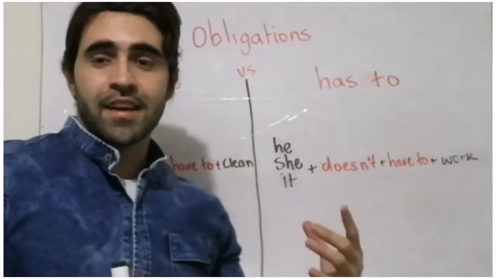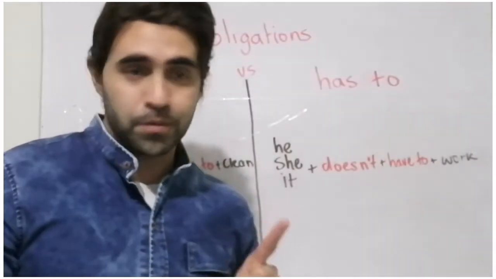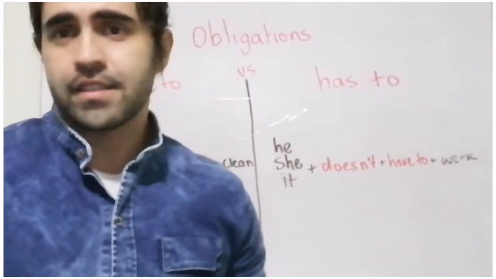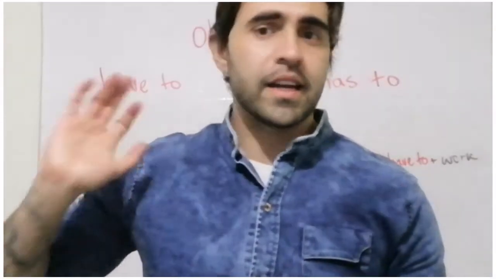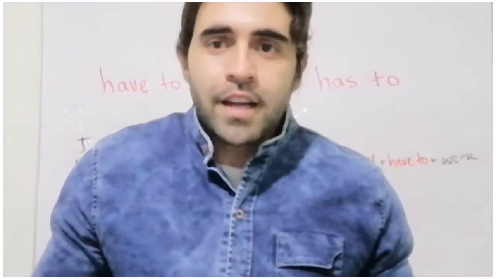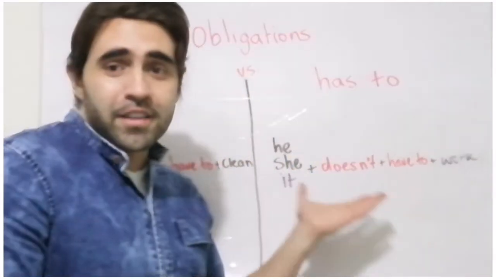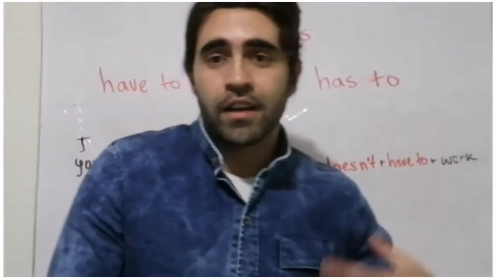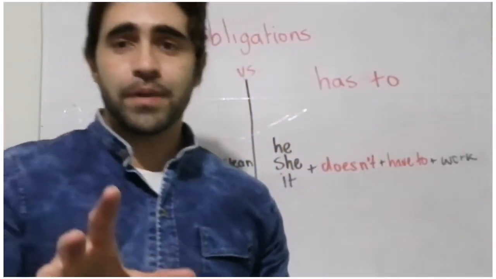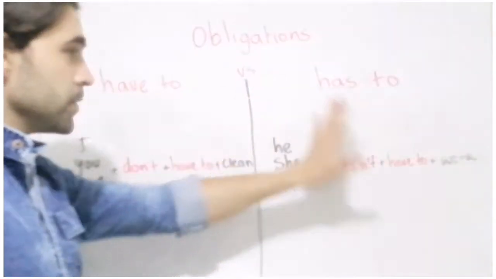And in the third person, we have he doesn't have to work. Let's say, for example, my 3-year-old brother, it's a little baby. He doesn't have to work because he's a baby, so it's not his obligation. So he doesn't have to work, or she doesn't have to work if it's a girl, okay? That is basically the negative form of have to, and has to.